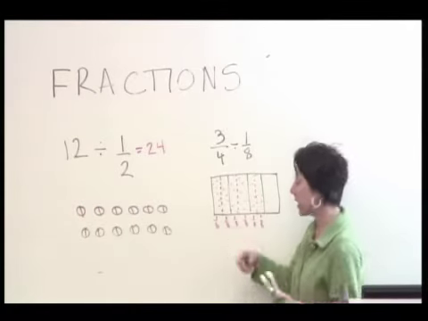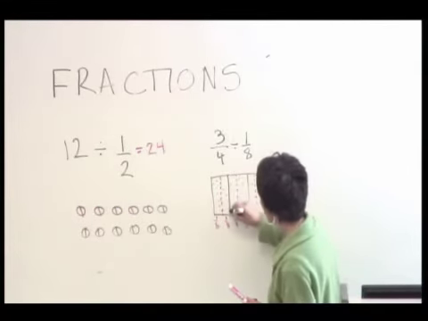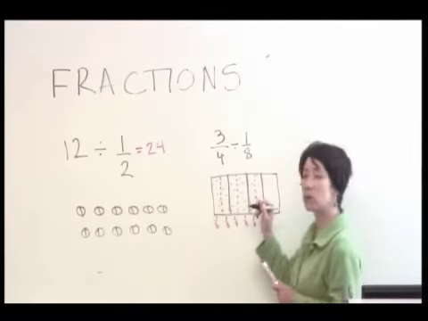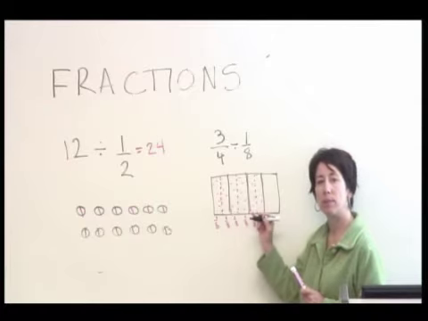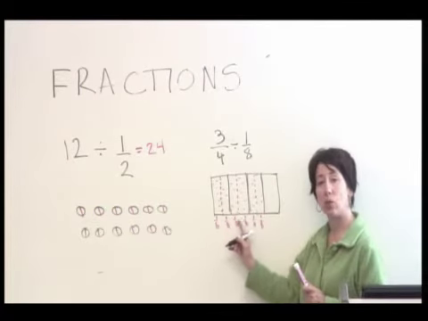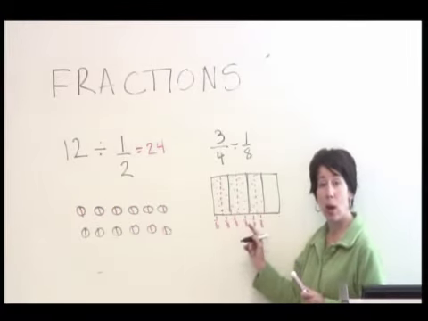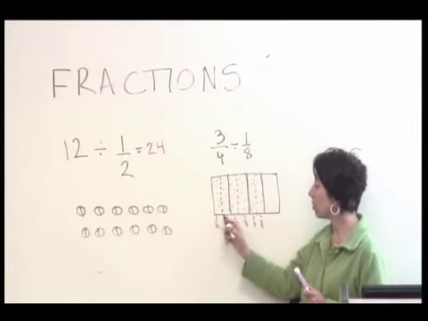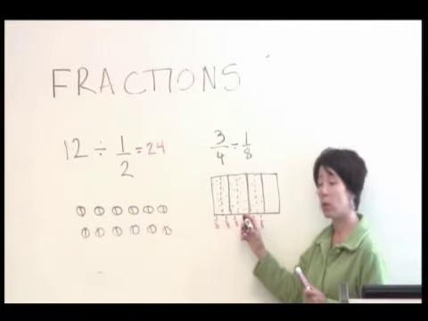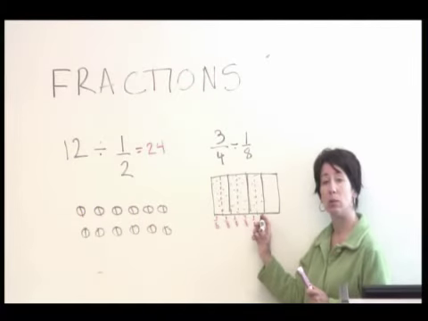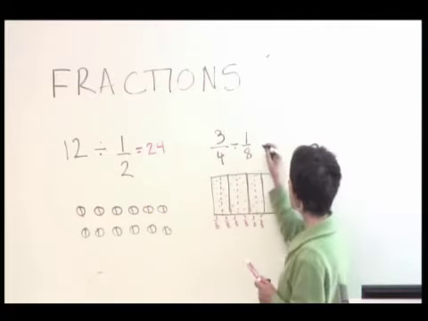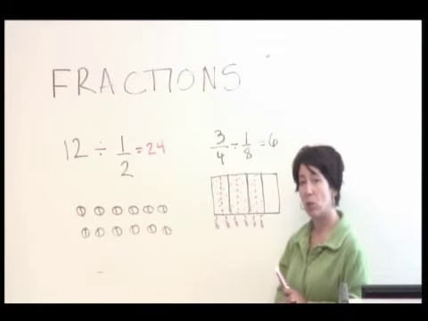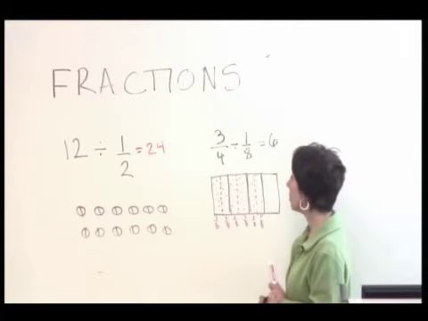So if we look at each section here, this is 1/4, this is 1/4, and this is 1/4. I have 3/4. Half of each 1/4 is a 1/8. So how many 1/8 are in 3/4? Well, here are 2, here are 2 more, and here are 2 more. So the answer is 6. There are 6 1/8 in 3/4.